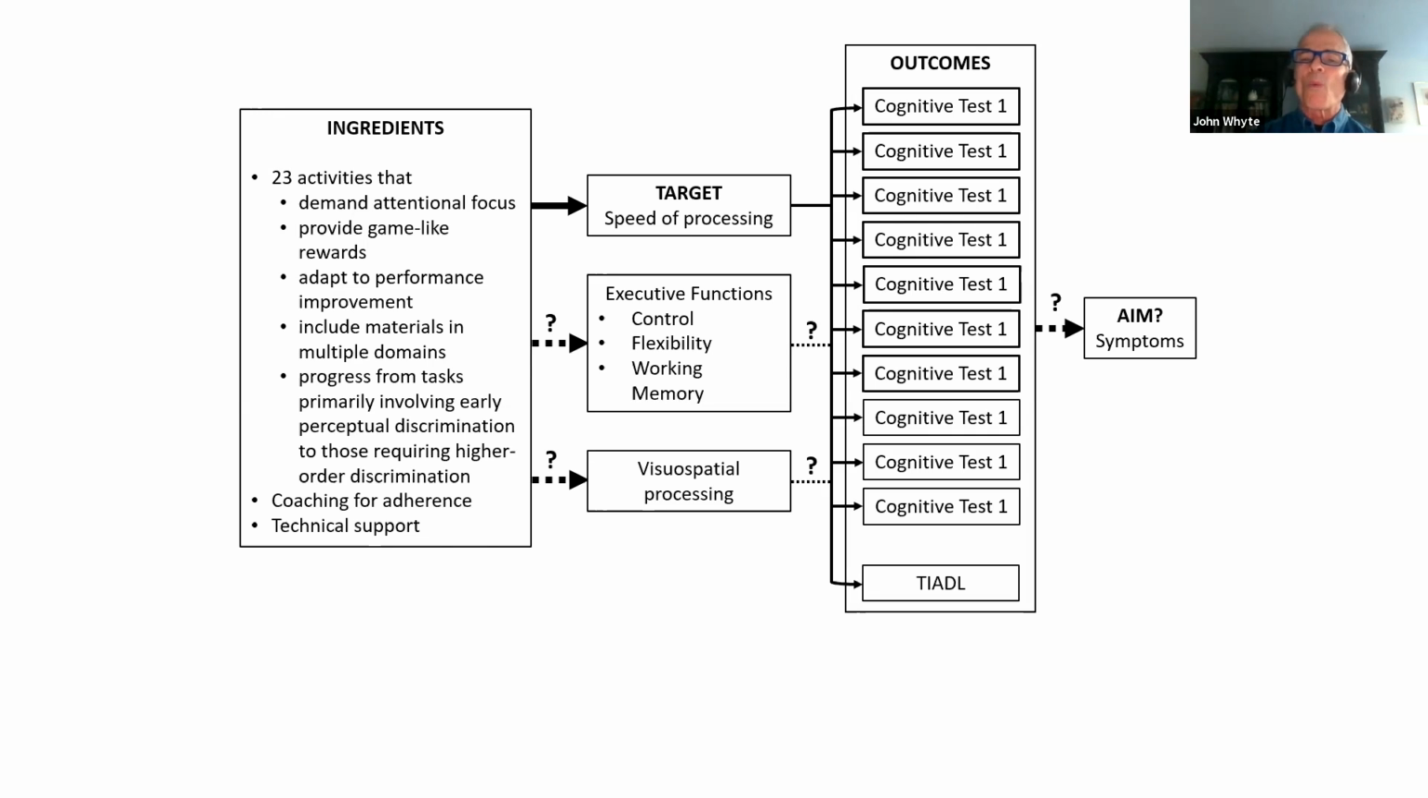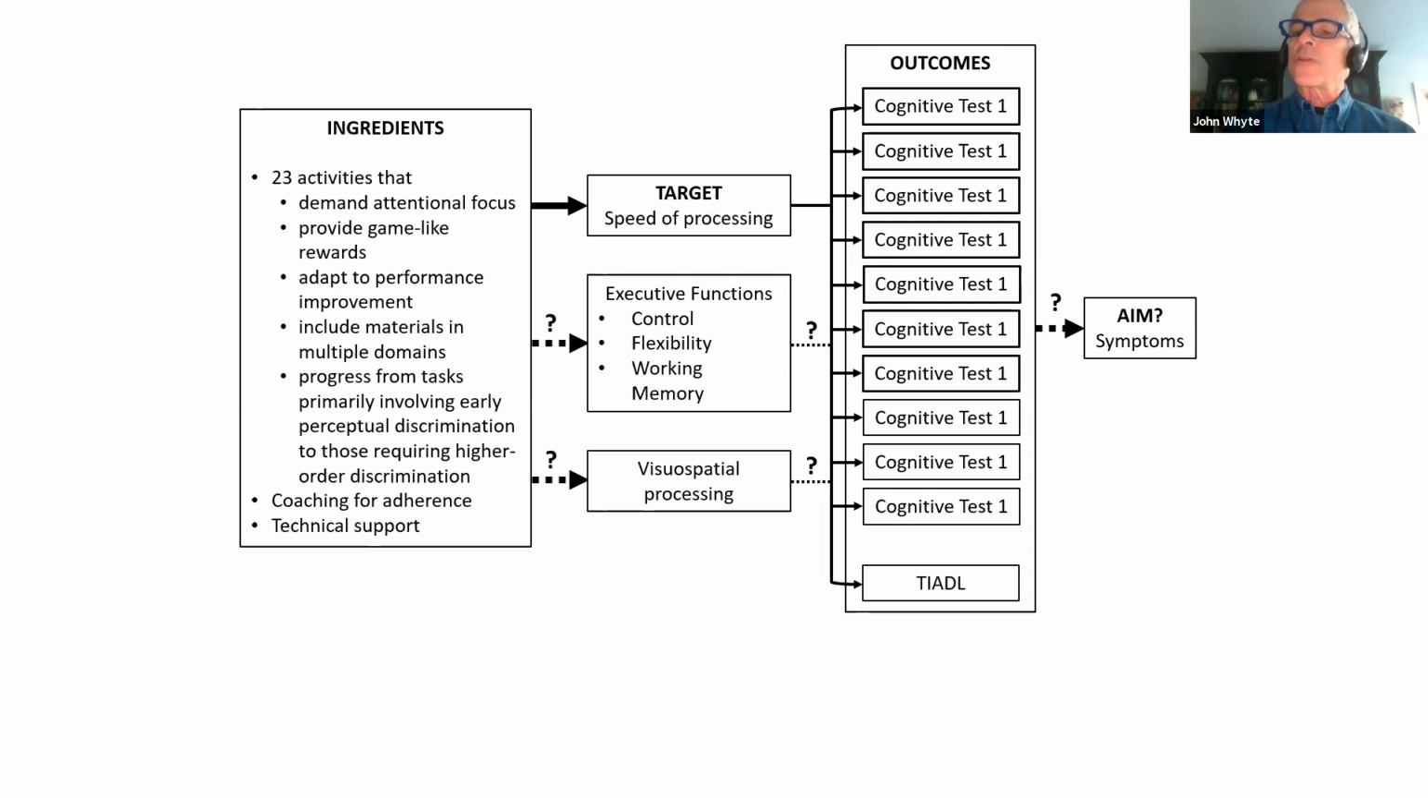Well, why would training that made people faster make them faster on cognitive tests, but not on ADL performance? And what was done to treat any of the other cognitive domains that are also relevant to these tasks? It's not only speed that's relevant, but visual spatial processing, memory, whatever.